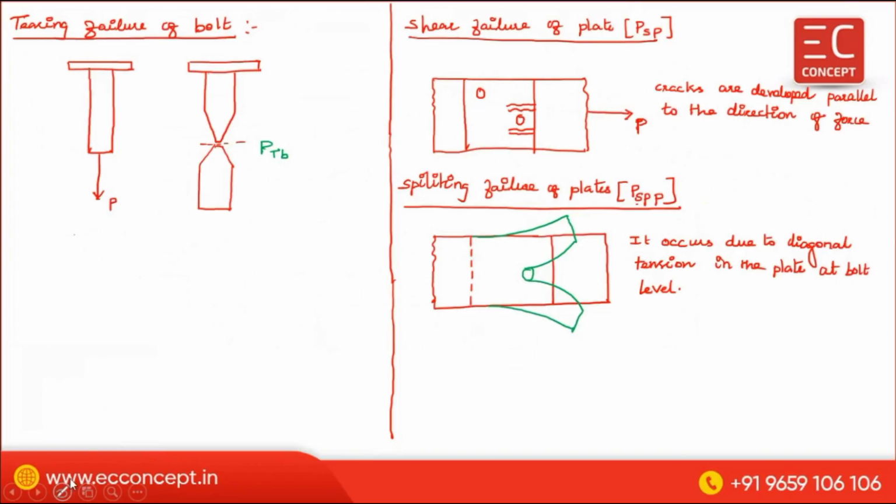And the third one is bearing failure of plate. So bearing failure of plate, we can write this as P bearing failure of plate. The corresponding strength is this one.